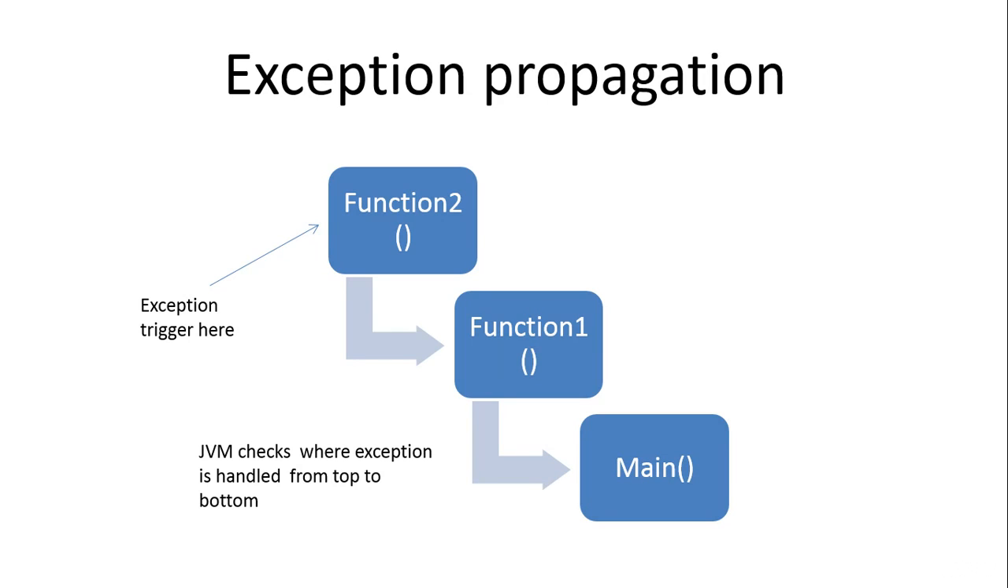Exception propagation. From the main method, function 1, function 2. If an exception is triggered in function 2, it goes to function 1 and to the main method. JVM checks where the exception is handled from top to bottom.